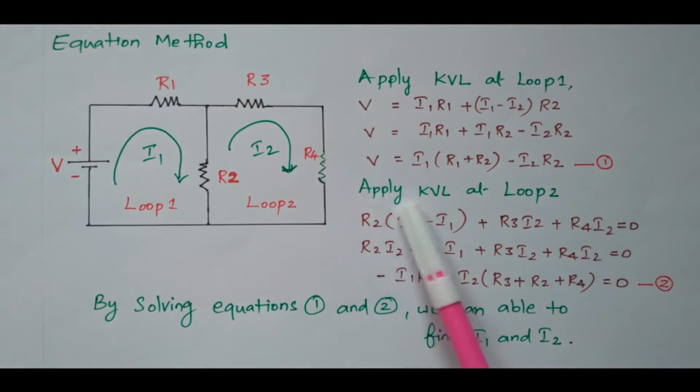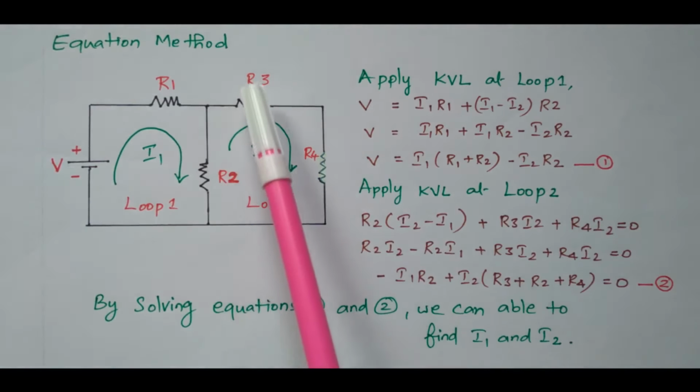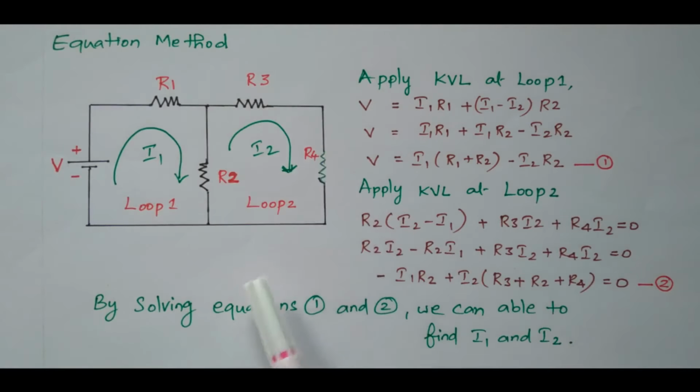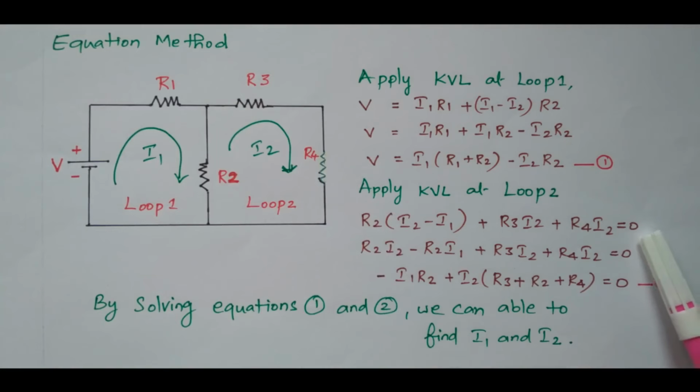Now we'll apply Kirchhoff's voltage law at loop 2, the second loop. In the second loop, what are the elements available? R2, R3 and R4. The voltage source is not available here. Only the potential drops, potential rise is not available. So it is equal to 0. These potential drops are equal to 0.